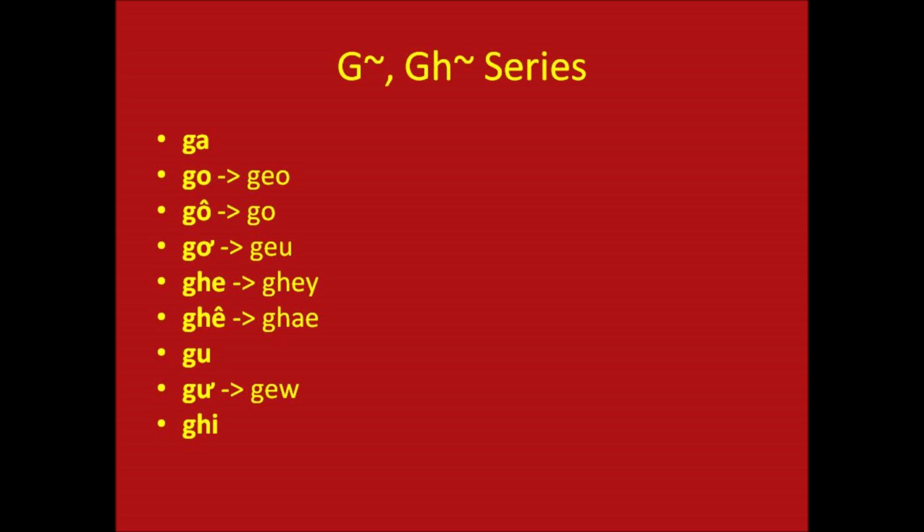Ga, gâu, gô, gơ, ghê, ghê, gu, gư, vi. We shall have a look at the series one more time. Ga, gâu, gô, gơ, ghê, ghê, gu, gư, vi.